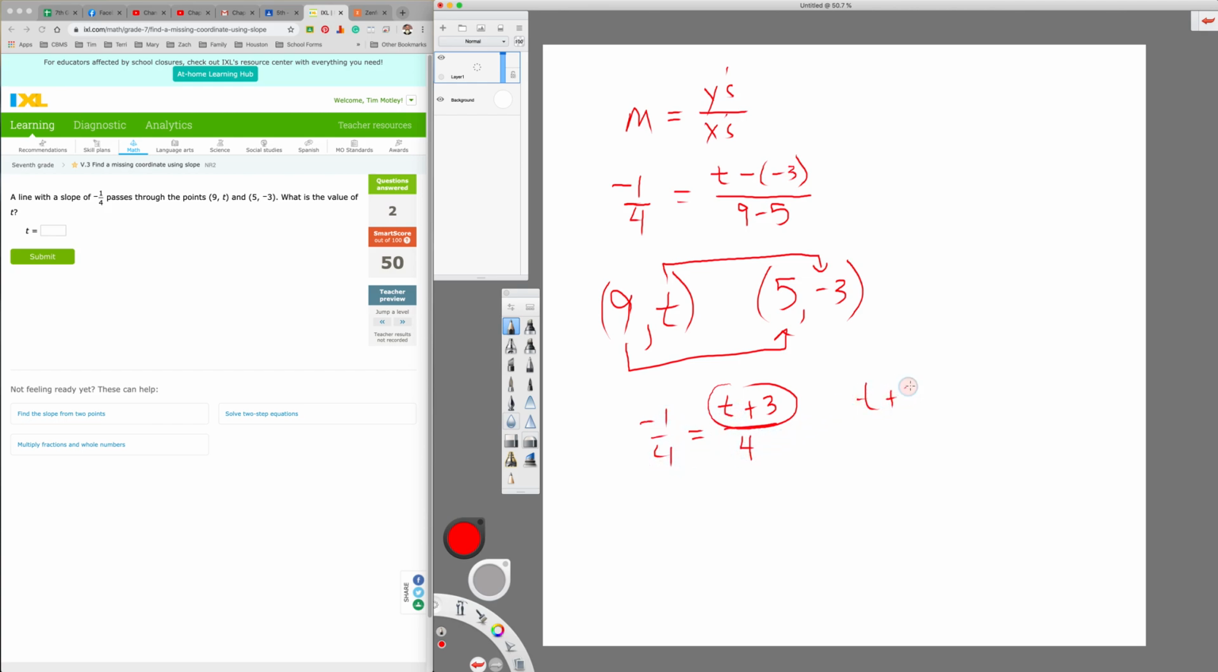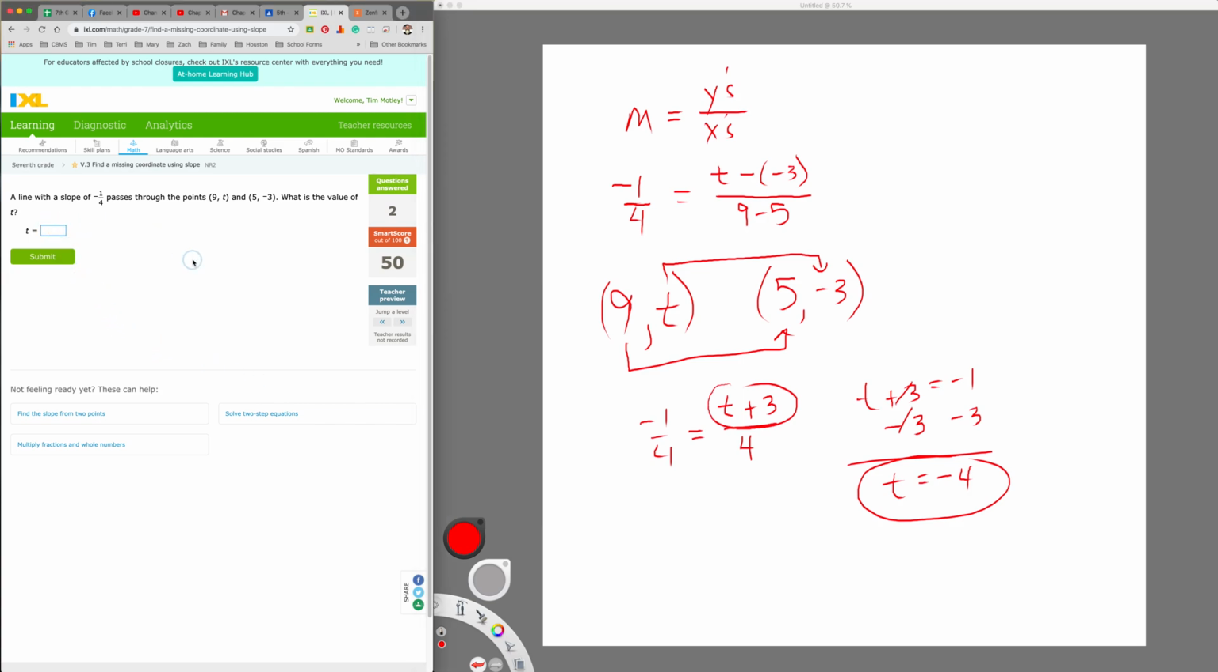So if I know that t plus 3 has to equal negative 1, let me erase that real quick. Where's my eraser? Oh, there it is. I'm going to take away 3 from both sides to get rid of that plus 3. And so t equals negative 1 minus 3, that's negative 4. So t equals negative 4, so I'll come over here and put in negative 4.